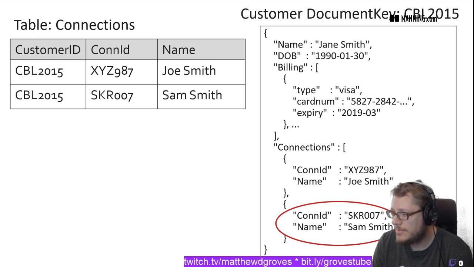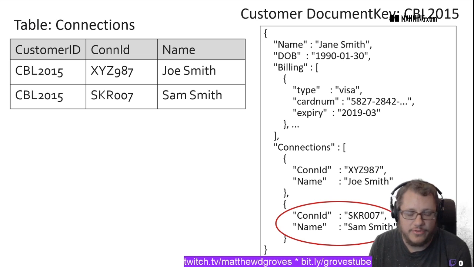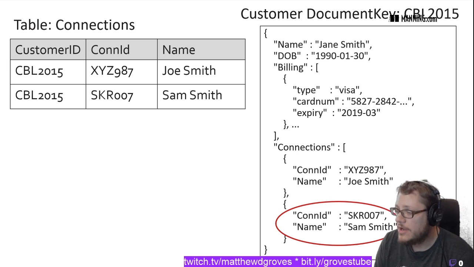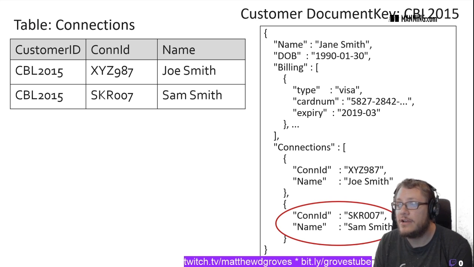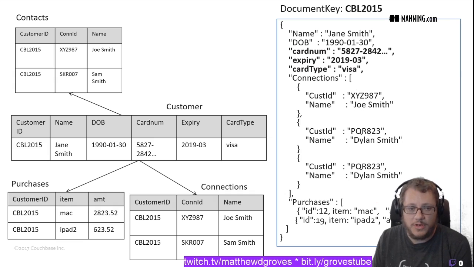And that should probably say like brother or something, but maybe her brother's name is Sam Smith. We just want to store that here for convenience sake. It doesn't matter. But a whole separate document with a key of SKR007 is out there that has its own date of birth, its own billing, its own connections, etc. So let's put it all together.